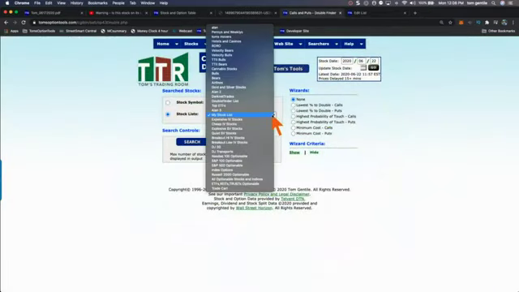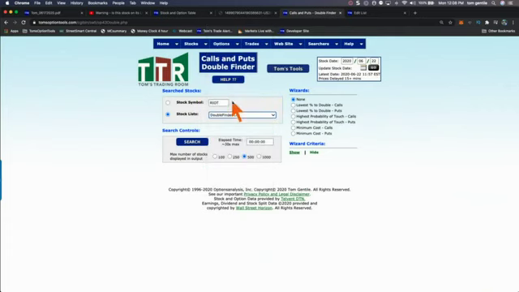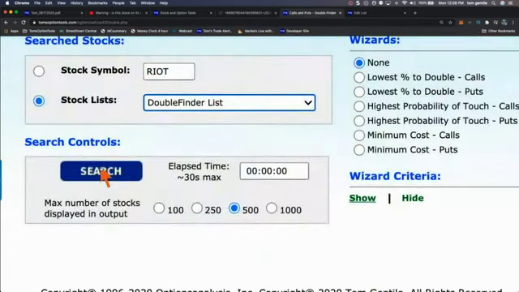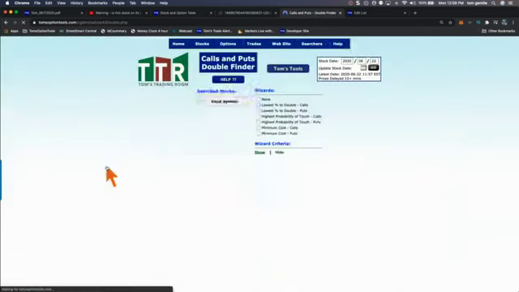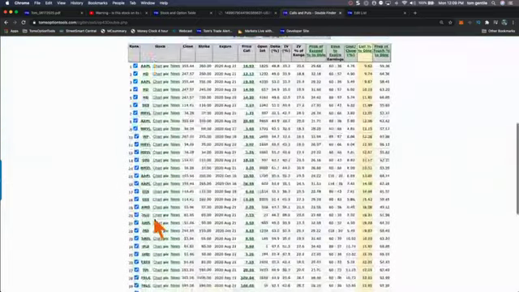Now, I'm looking for a stock list that I've saved called Double Finder List. Where is it? I've got all kinds of lists in here, so I have to look through. There it is. There's the Double Finder list. You see it? Now I have the Double Finder list in. I'm going to click on lowest percent to double calls. Let's create some trades. Here we go.